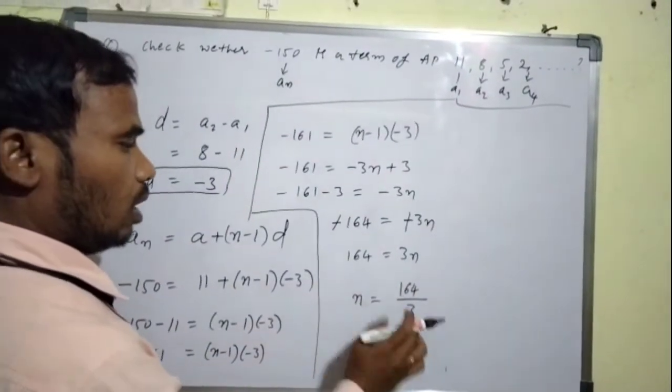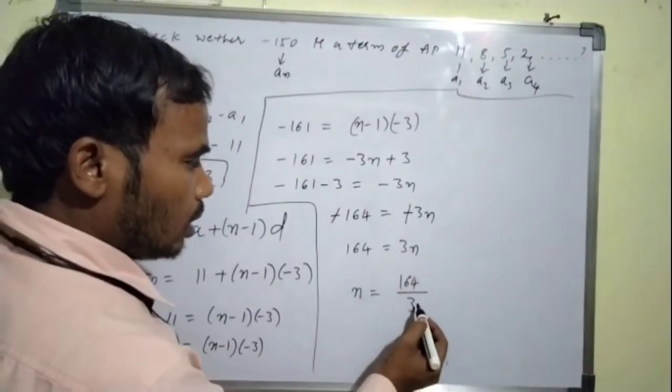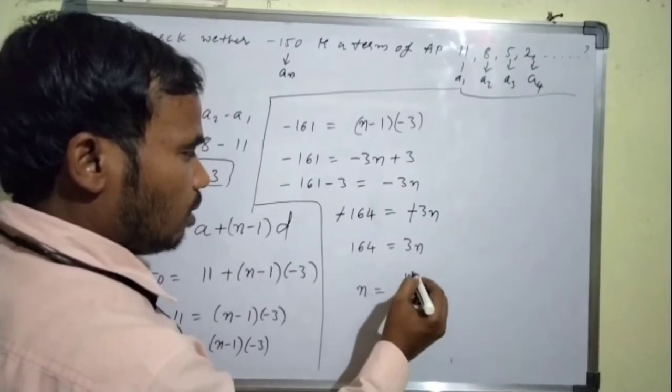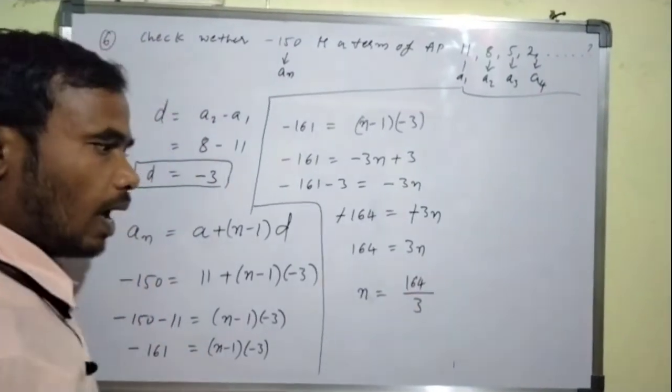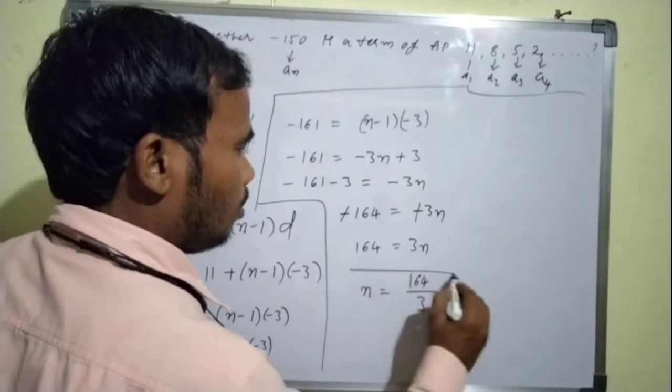Now, the denominator position: 3 ones are 3 and 3 fives are 15. One minute is not getting. So the n value is a fraction number.